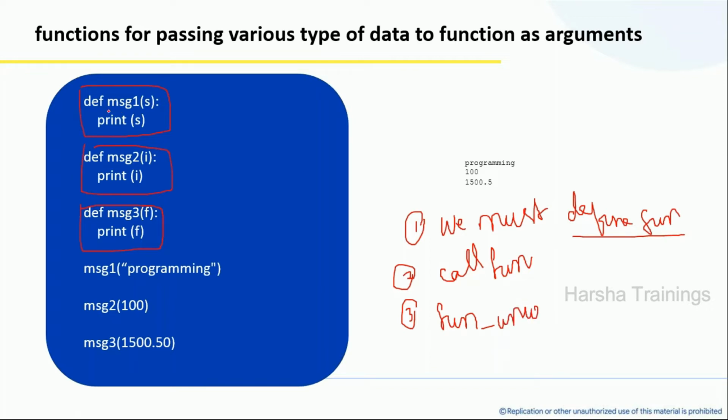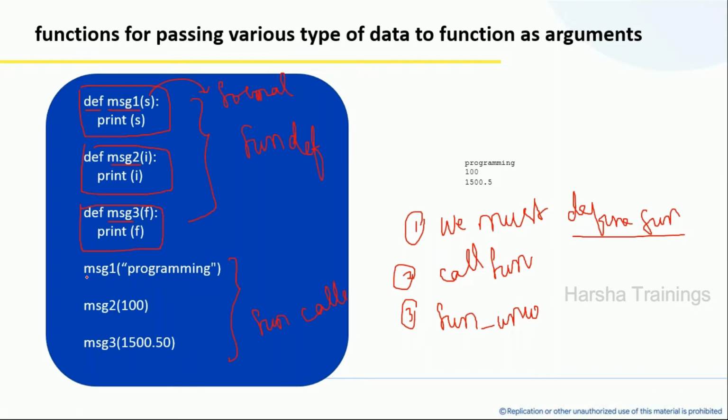If you look here, the first function name is message1, the second function name is message2, and the third function name is message3, and these three are called function definitions. These function definitions start with the keyword def, followed by the function name, followed by parentheses, and they have some arguments. Whatever arguments we have here are called formal arguments. Then I have three function calls.